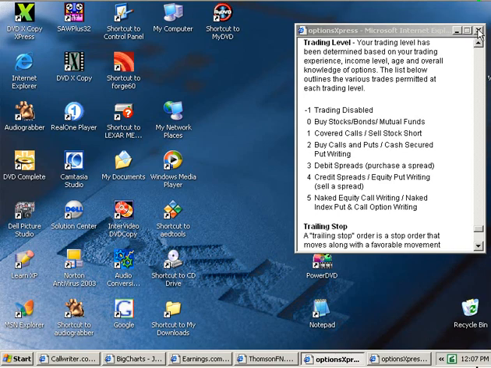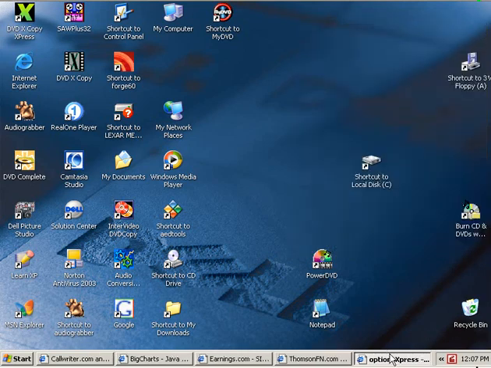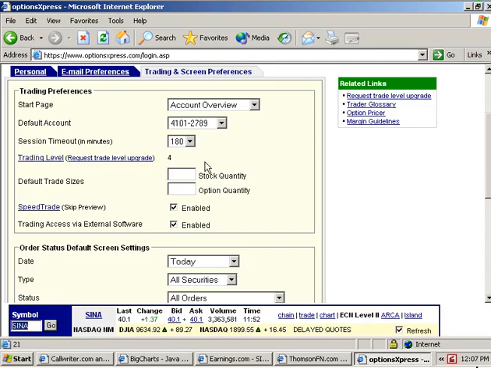So let's click out of there, and we're going to go back to show you how to upgrade. Let's just assume this is at a level 2. Most people signing up with Option Express usually sign up with level 2. Now we want to upgrade. All you have to do is click submit trade level upgrade right here. Let's go ahead and do that.